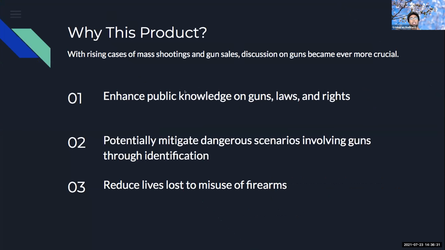So why did we create a gun detector? When we were looking at different ideas of what to create for a computer vision model, we really wanted to create something that had a real world impact. Because of that, we had the following three reasons. Number one, we wanted to enhance public knowledge about guns. Number two, we wanted to potentially mitigate dangerous scenarios by identifying if there are guns in a video or an image. And then we also wanted to reduce the lives lost if firearms are misused.